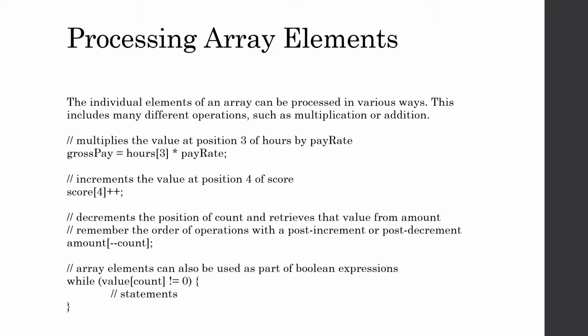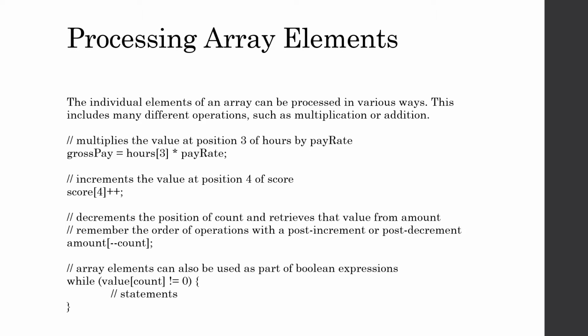So remember the order of operations with a post-increment or post-decrement. In this case, we're doing a pre-decrement, so we're making sure that we decrement first and then continue to do all of the other operations. If we were to flip this and do a post-decrement, then we would get the value at whatever position count currently specifies, and only after doing that would we decrement count. So keep in mind the distinction between pre and post increment and decrement and how that affects these operations.